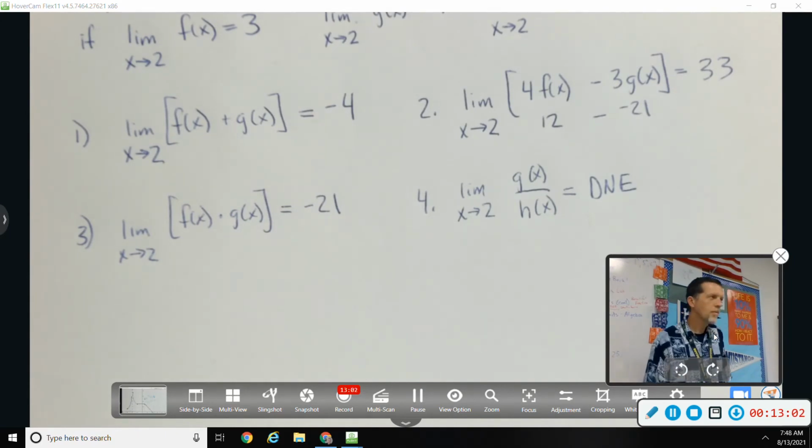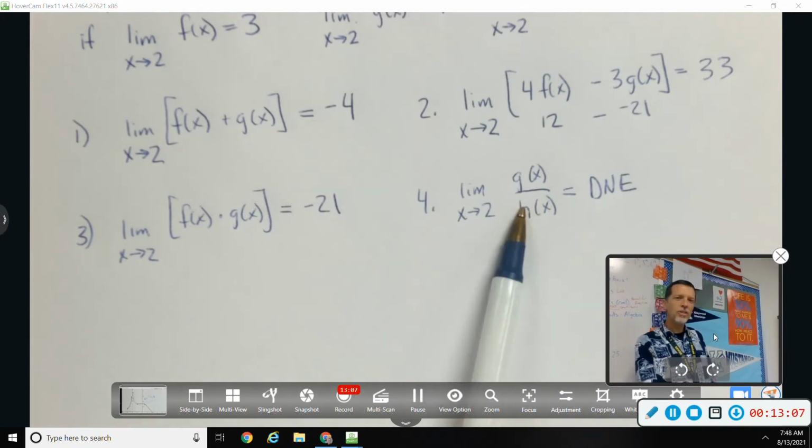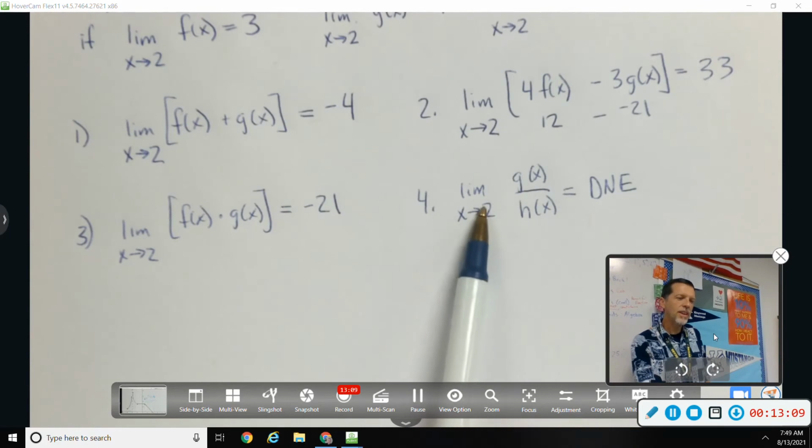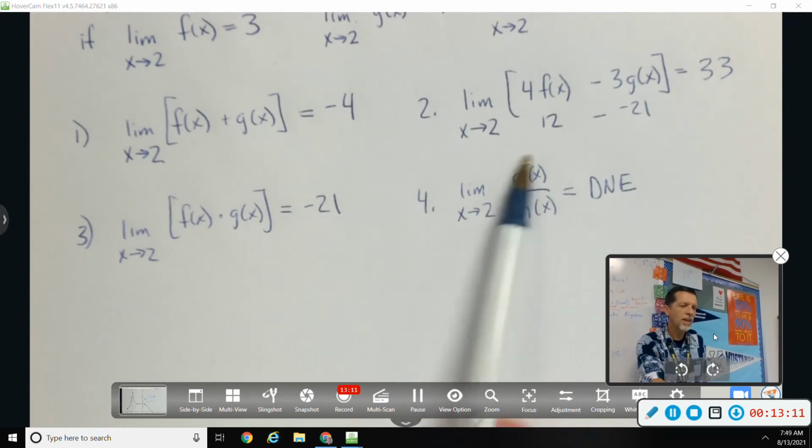Do you have to have the brackets on it if it's division? I don't think you would have to have the brackets on this one, because it's clear that you're taking the limit of that quotient.